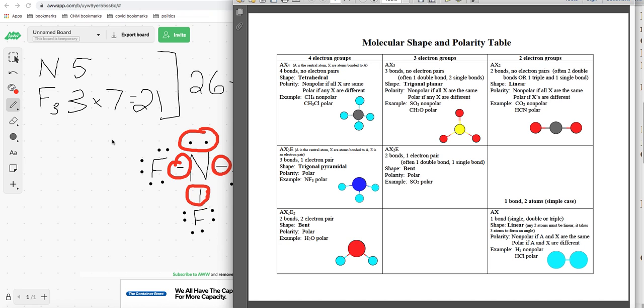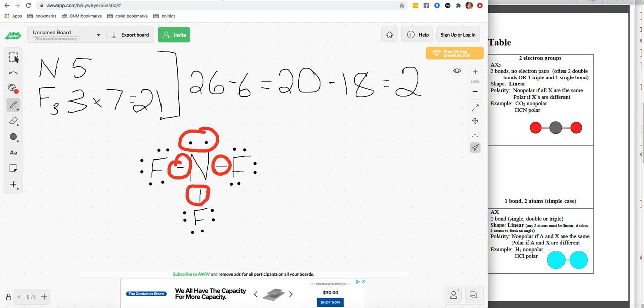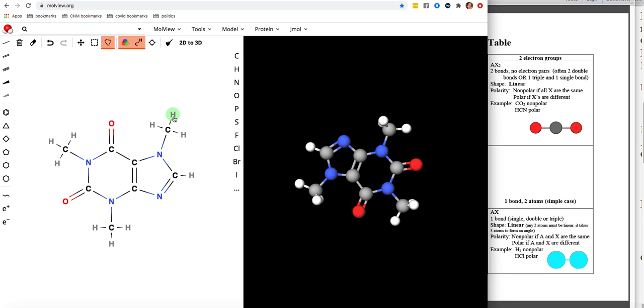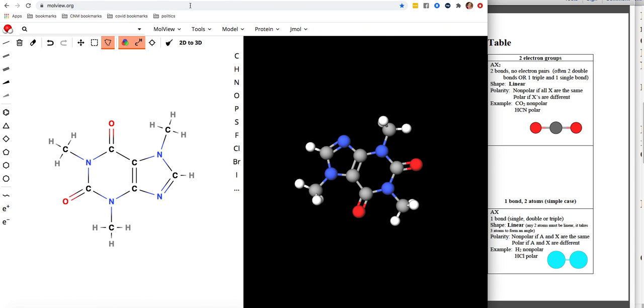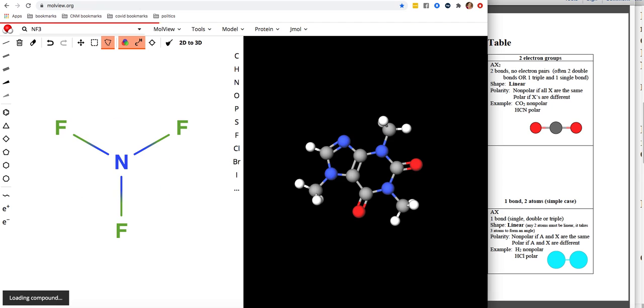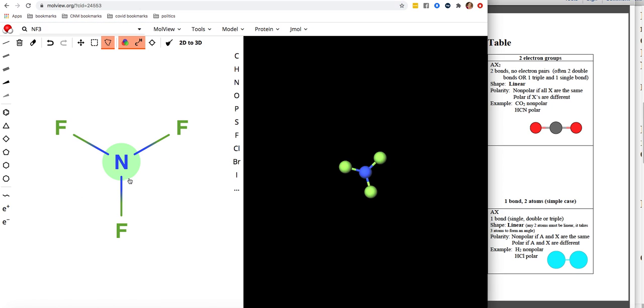And there's another way I can show you the shape. And this is something you could try also if you like. It's molview.org, MOLVIEW. When you first pull it up, it's going to have this complicated structure in it, but we are looking at, what is it, NF3. And so right here in the search bar, we can just type in NF3 and enter, and it'll show us.